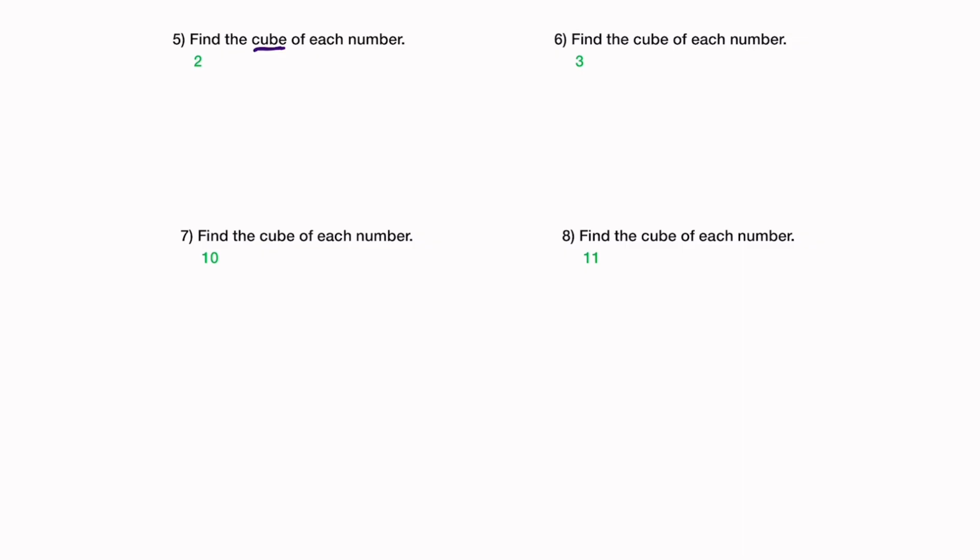And for cube, what do we do? We multiply the number by itself 3 times, right? So it's 2 times 2 times 2. That's 1, 2, and 3, right? That's how you find cube. So 2 times 2 is 4. 4 times 2 is 8. Let's do the next one.